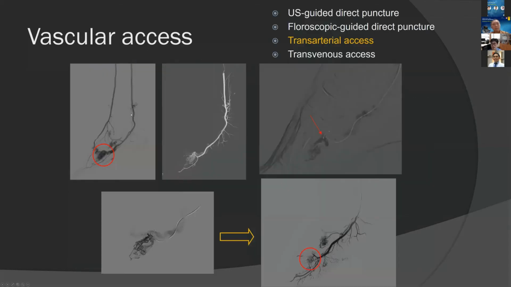And also transarterial access is sometimes very useful. In this foot AVM, it is very difficult to directly puncture the lesion with a needle. So I insert the microcatheter, this is the catheter tip, and I check the angiography, and after ethanol injection, follow-up angiography shows the markedly reduced vascular staining.